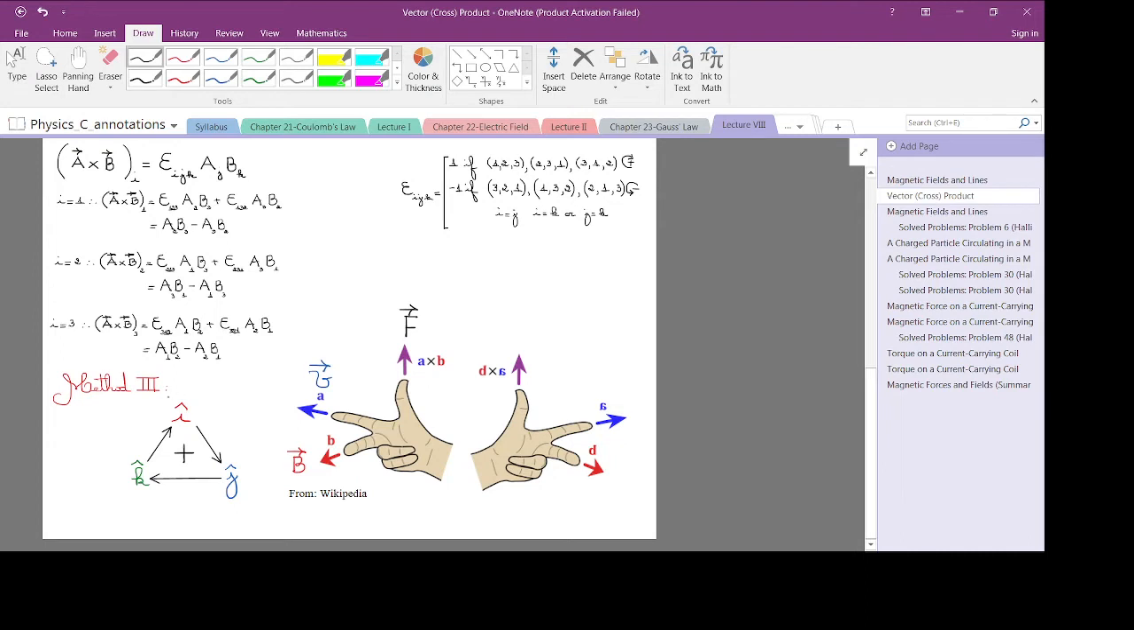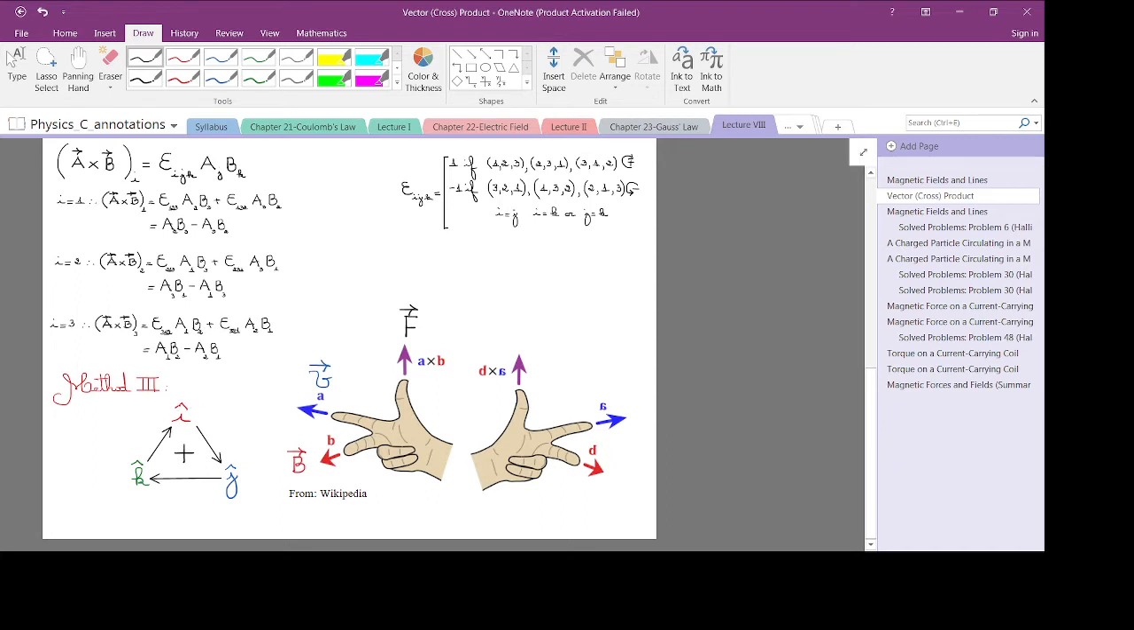We define the vector product like this. We make this triangle here, and you define this direction as positive, and if you have any product in the opposite direction, for example the counterclockwise direction here, that is going to be negative. I'm going to show some examples of how to use this.